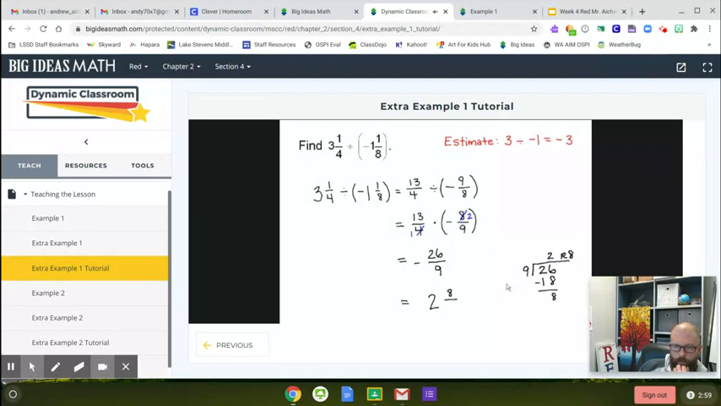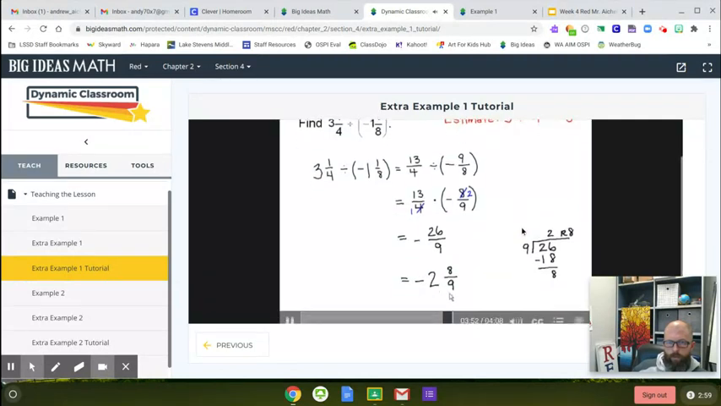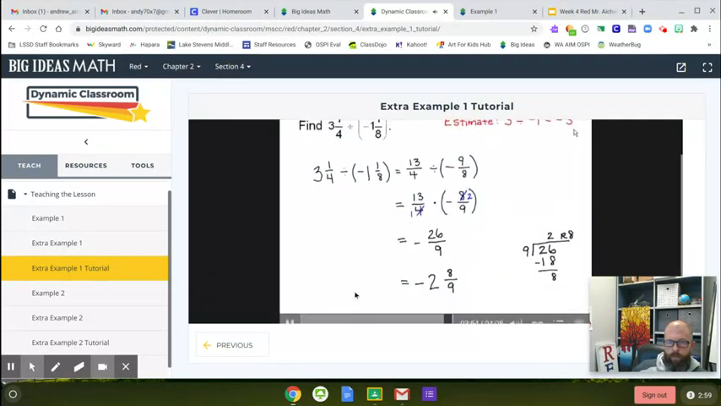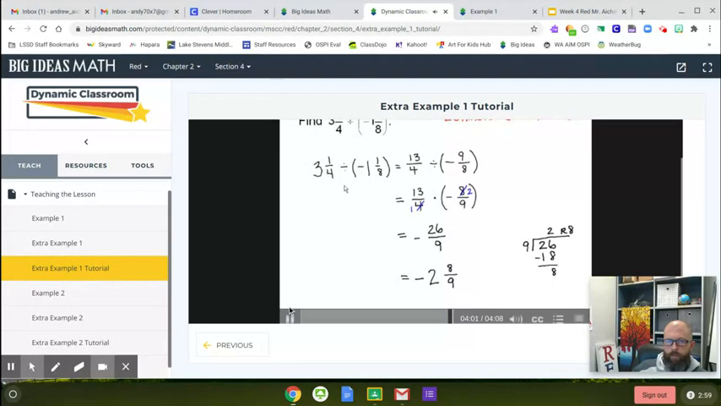Finally, let's compare this answer to our estimate. -2 and 8/9 is close to -3, so our answer is reasonable. So we found that 3 1/4 divided by -1 and 1/8 is equal to -2 and 8/9. All right, there you have it. That was a long one.